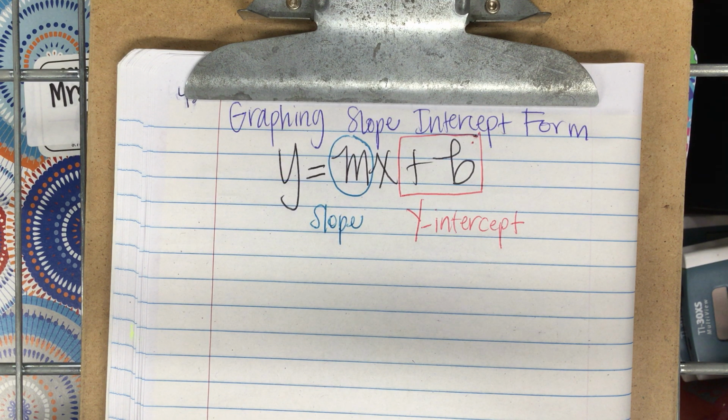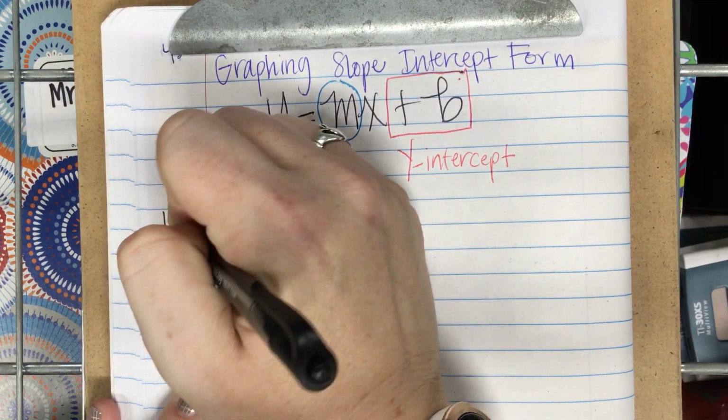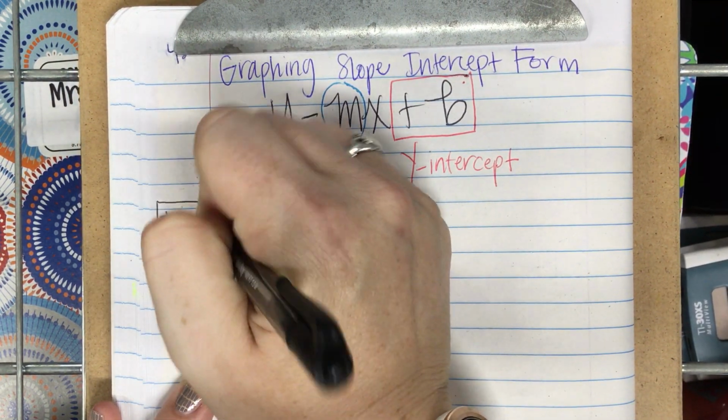So I'm going to give you some equations. We're going to identify the slope. We're going to identify the y-intercept. We're going to go through those steps, and then on the next page on your green graph, together we'll graph them. So here we go. Let's just dive right in.